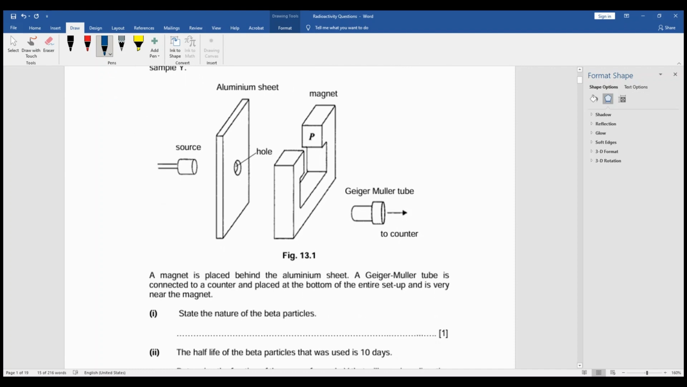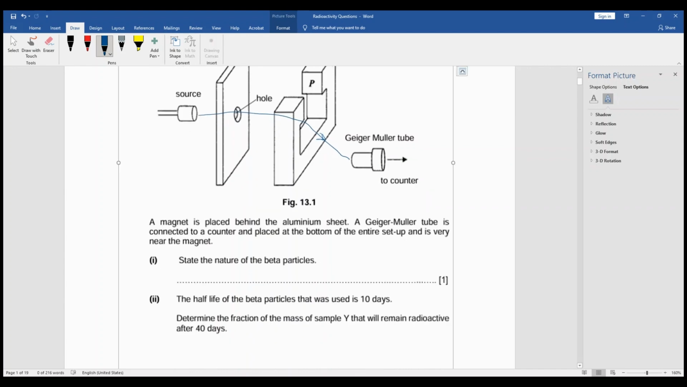That means the path that is taken by the beta particles, which have the same charge as the electrons, is downwards. That means it must be going through the hole, and then there is a deflection downwards because of the magnetic field. Okay. Now, what is the nature of beta particles? Let's answer that first.